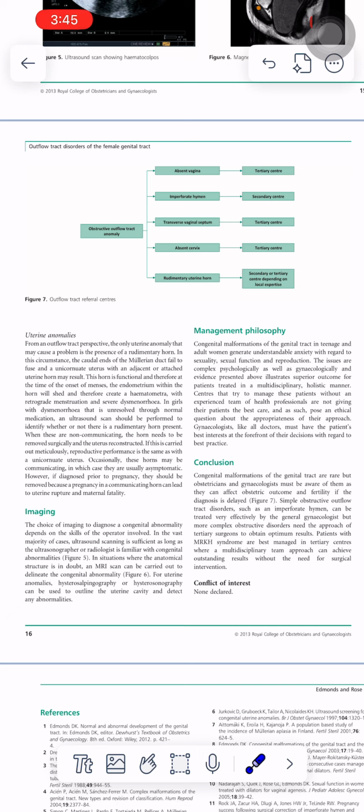The management philosophy is that congenital malformation of the genital tract in teenage and adult women generates understandable anxiety with regard to sexuality, sexual function, and reproduction. The issues are complex psychologically as well as gynecologically, and the evidence presented above illustrates superior outcomes from patients treated in a multidisciplinary, holistic manner. Centers that try to manage these patients without an experienced team of health professionals are not giving their patients the best care, and this raises an ethical question about their approach.